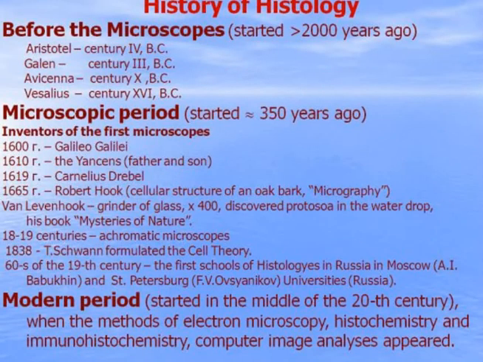History of histology. There are three main periods in the development of histology as a science. The long period before the microscope's development. The outstanding ancient scientists like Aristotle, Galen, Avicenna, Vesalius tried to suggest the structure of the human body, and its organs and tissues without a microscope, just by naked eye.